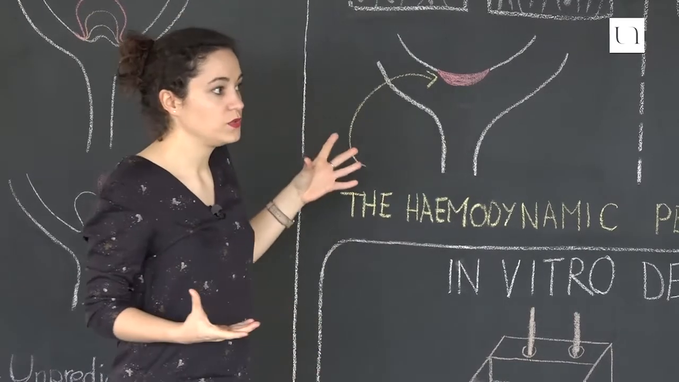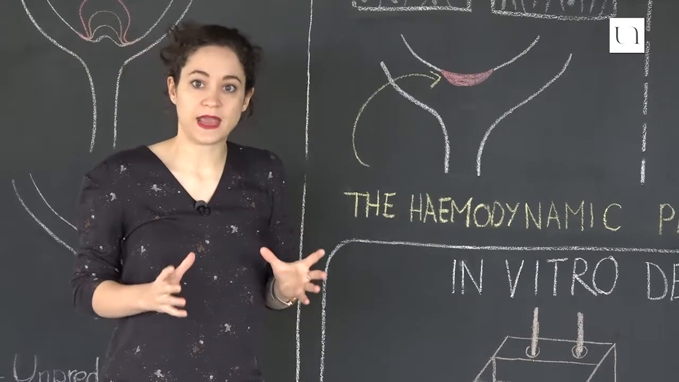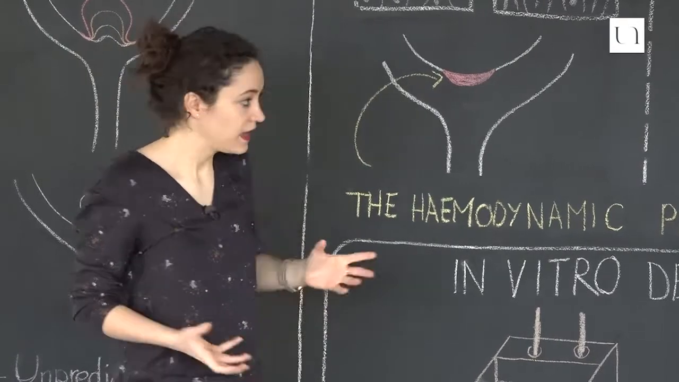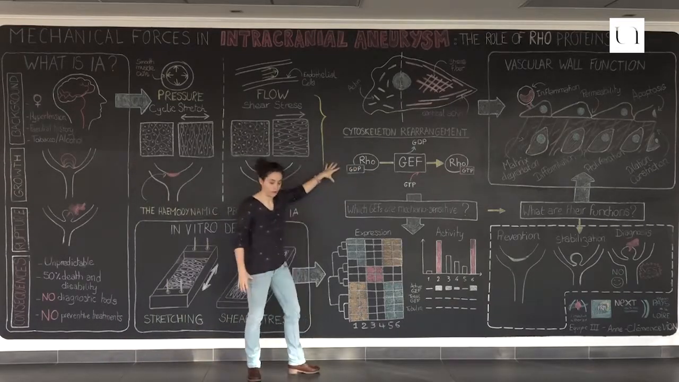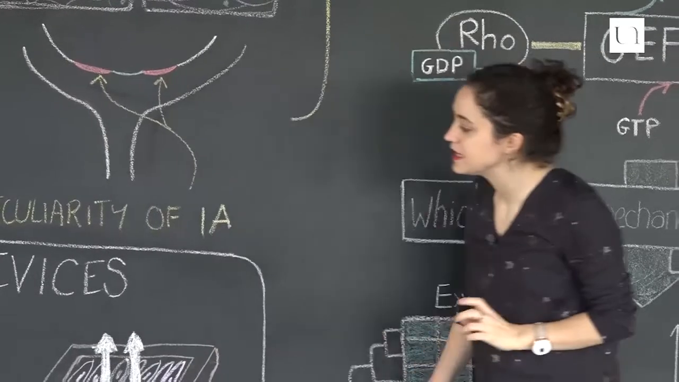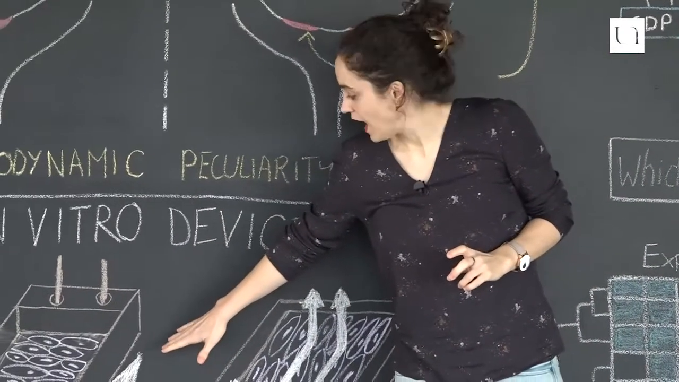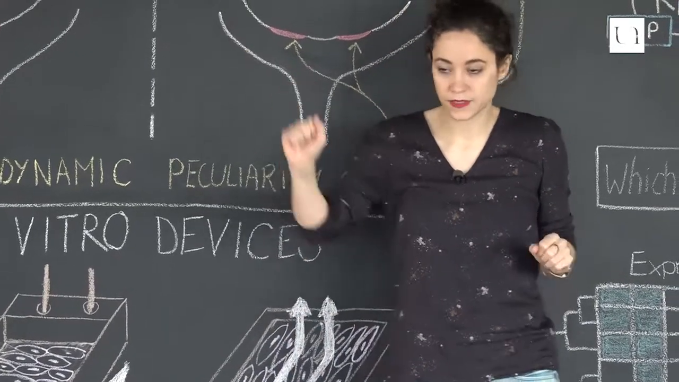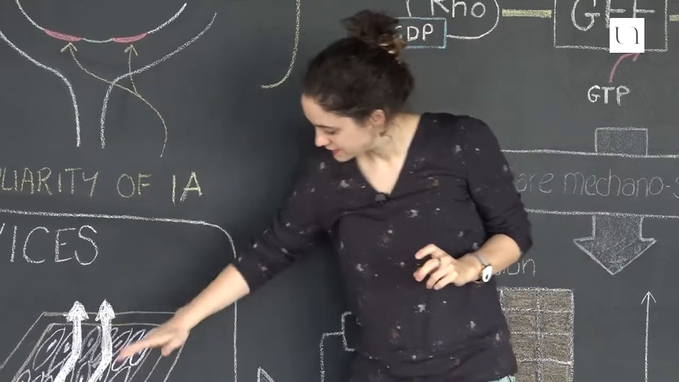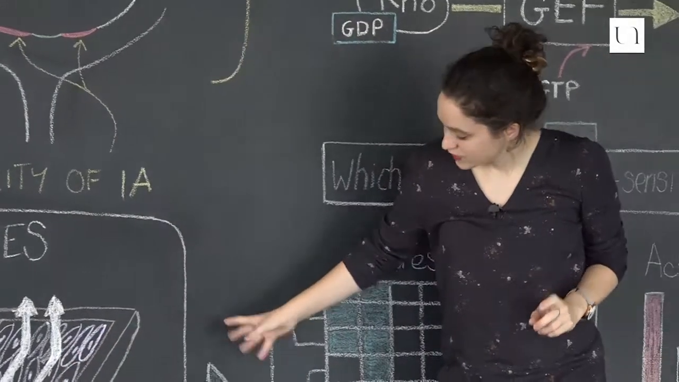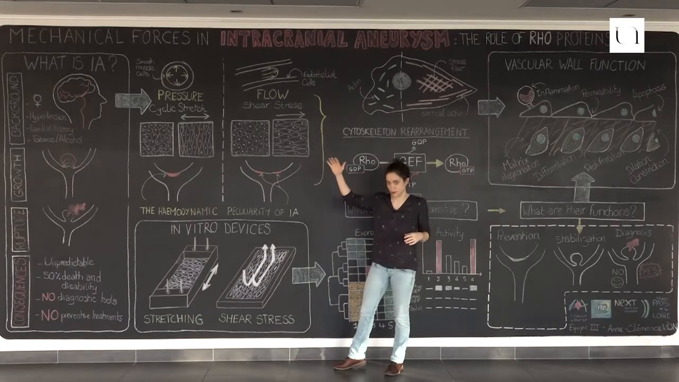And I want to improve knowledge in that, identifying the key mechanisms at play within the cells. And for that, I'm focusing on this family of proteins, the GEFs. So I'm using in vitro devices, one to stretch the cells at the physiological or pathological level, and one to perfuse the cells with liquids to generate shear stress, also at the physiological or pathological level.